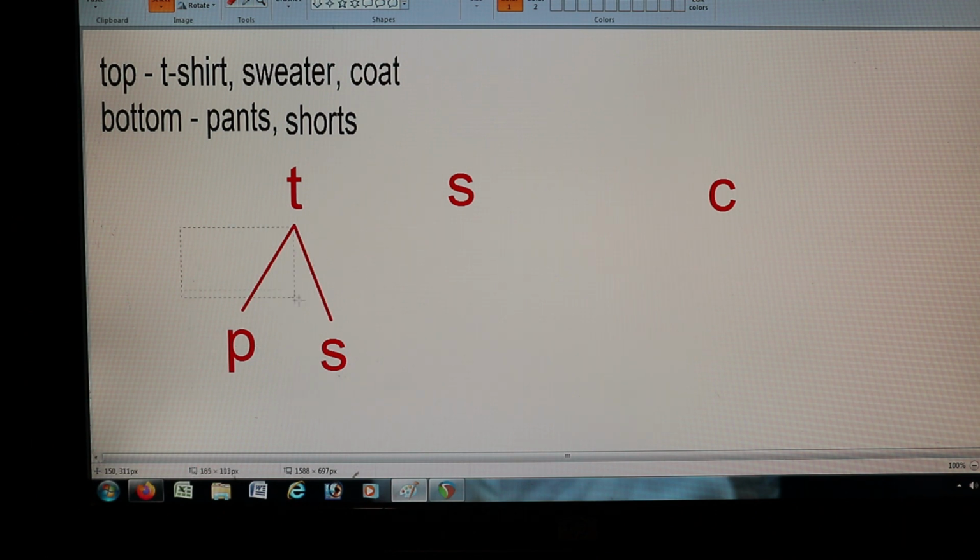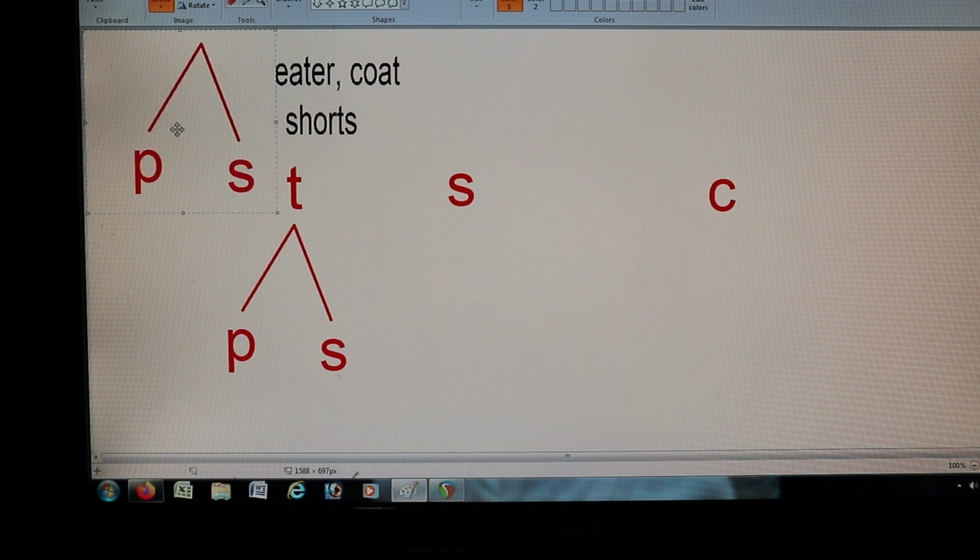So we would draw the same tree over and over again. Let me see if I can get this working here. Oh, oops. Oh no. Let me rewind here. Copy, paste. All right.